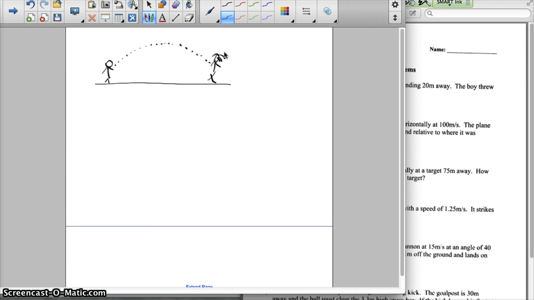It hits her at the same height that he released it. That just makes it simpler, and again, I think that's what the problem is going for. So 20 meters is the distance they are apart, and this angle here is 35 degrees. Okay? And I think that's all I know.